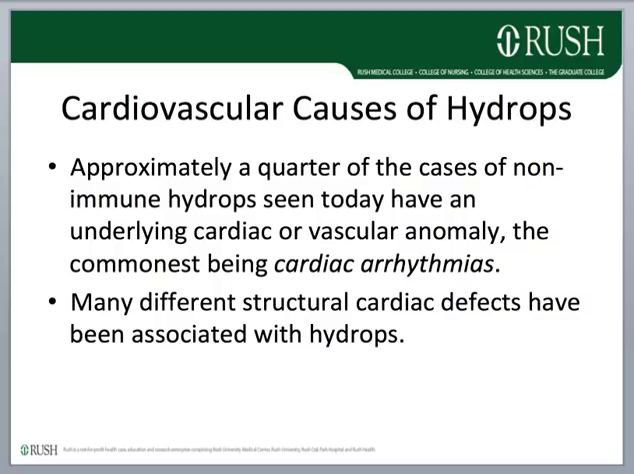Approximately a quarter of the cases of non-immune hydrops seen today have an underlying cardiac or vascular anomaly, the commonest being cardiac arrhythmias. Many different types of structural cardiac defects have been associated with fetal hydrops. Although they may not be causative, a mechanism for the development of hydrops can often be described.